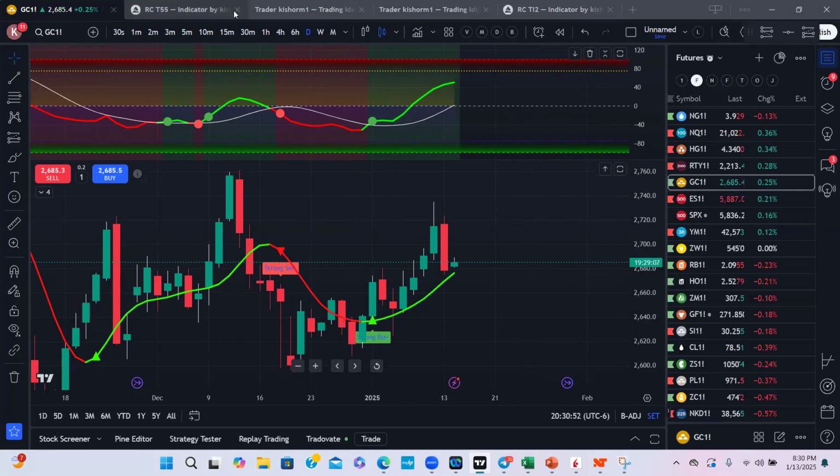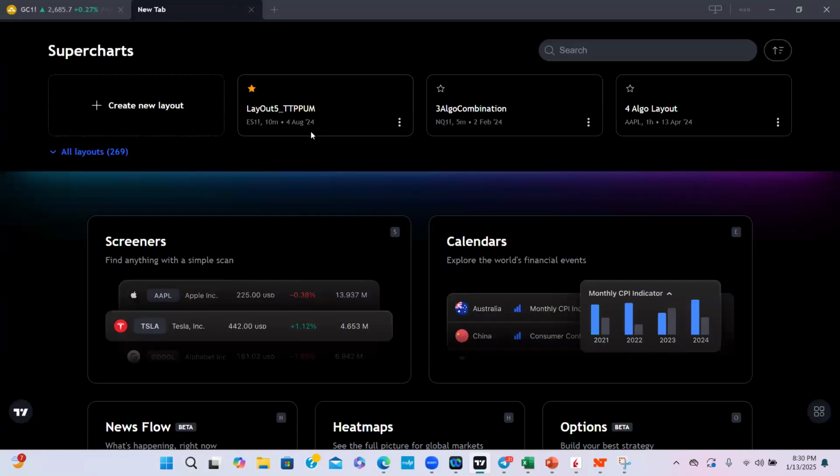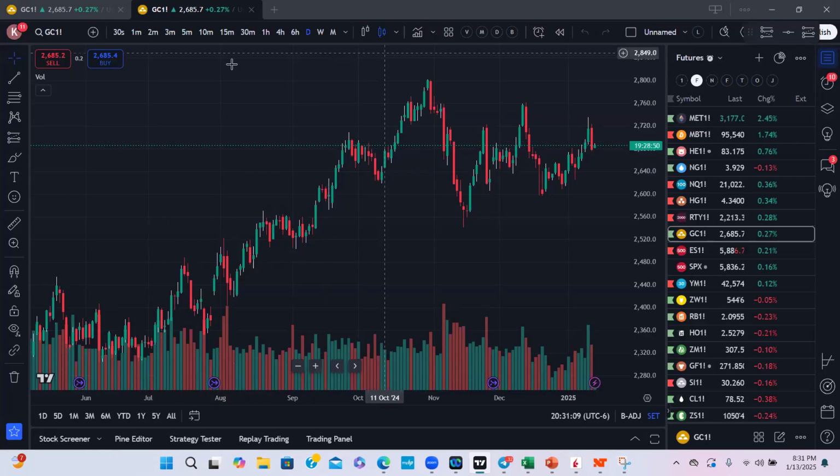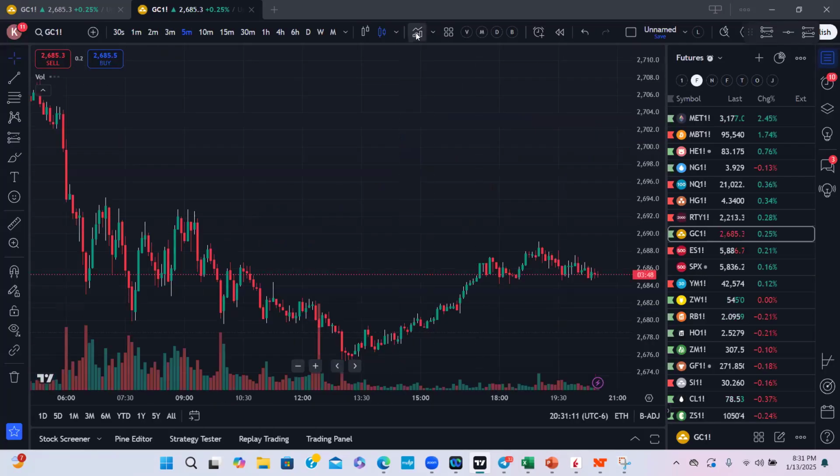Whenever you add a new indicator, always create a new tab. Go to a new tab, and either you can select your existing layout or create a new layout, and then you add that indicator. For example, you want TA2. You go here.